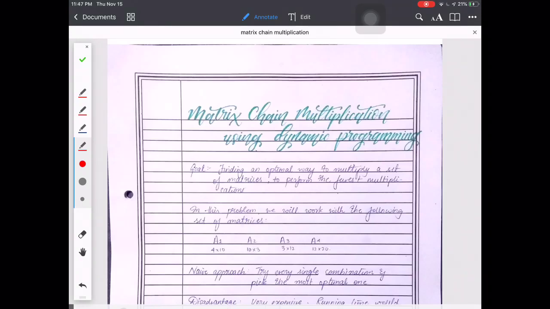Hi guys, so today we'll try to understand the problem of matrix chain multiplication using dynamic programming. Now, dynamic programming is a technique by which a problem can be optimally solved when divided into smaller subproblems, and each of these subproblems are optimal in themselves.